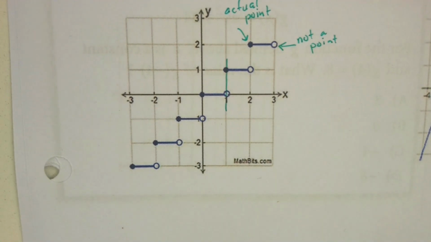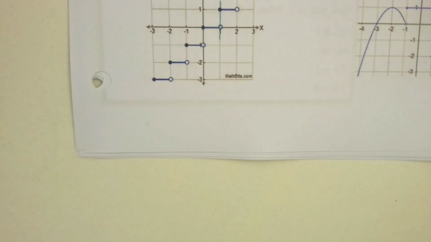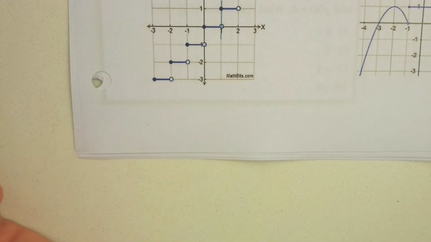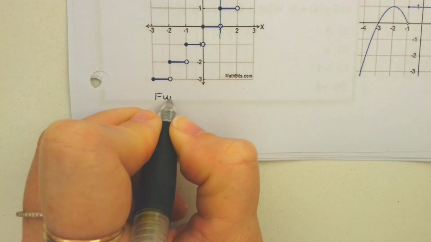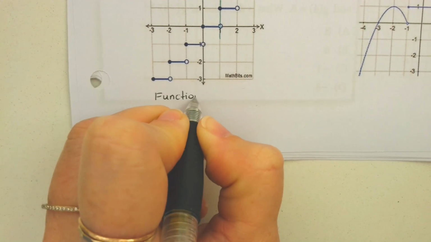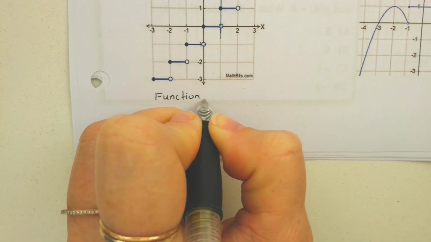What's our reasoning? Function. Each input is paired with exactly one output.